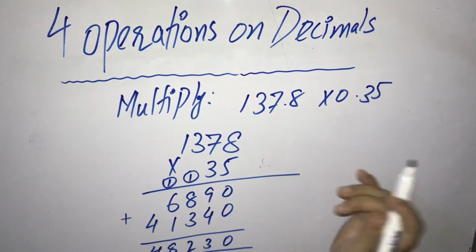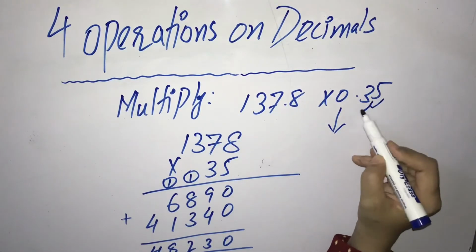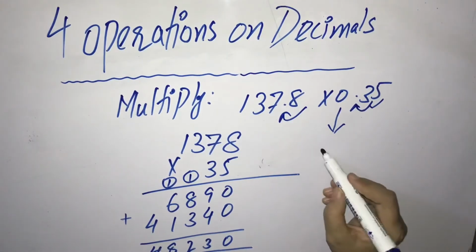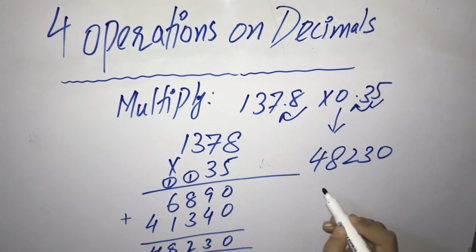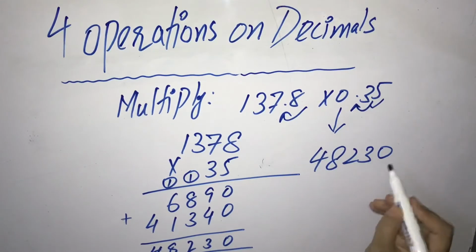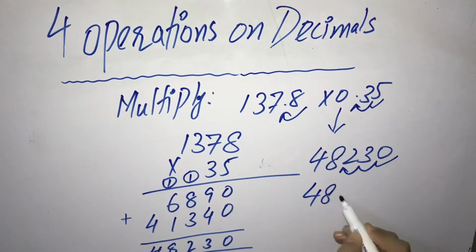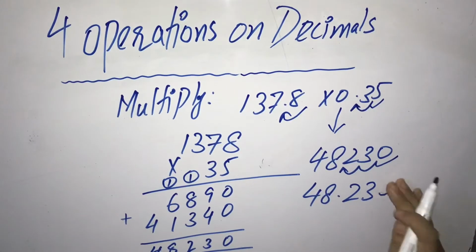When we convert it into decimals, we count the decimals from here. Our final answer will have 1, 2 and 3 decimal places from the right side. So basically the number 48230 will give us the answer 48.230 or 48.23, one and the same thing.